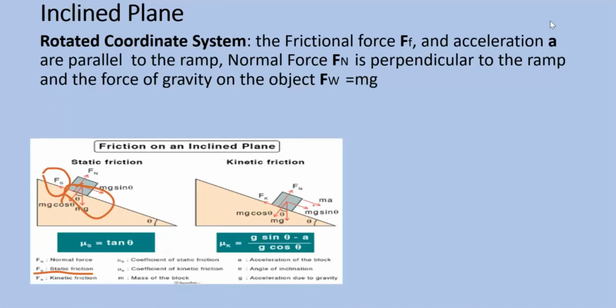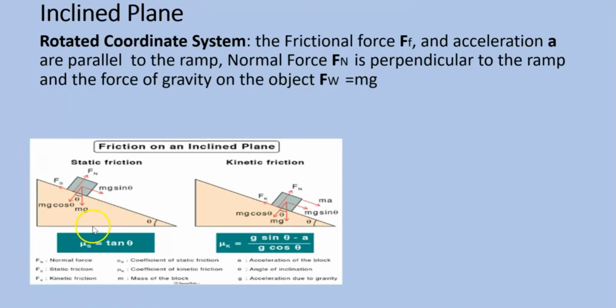I'm going to explain this further with more examples. But let's always remember that the rotated coordinate system is when the normal force is perpendicular to the ramp. The non-rotated coordinate system is when the normal force is between the x and y directions. Okay, let's look at some examples.